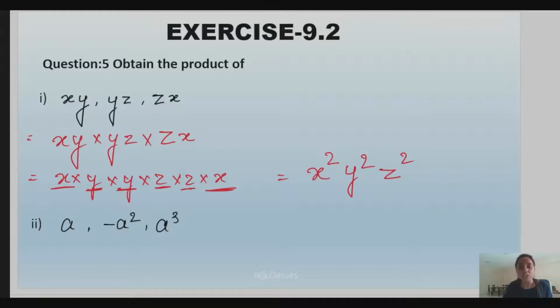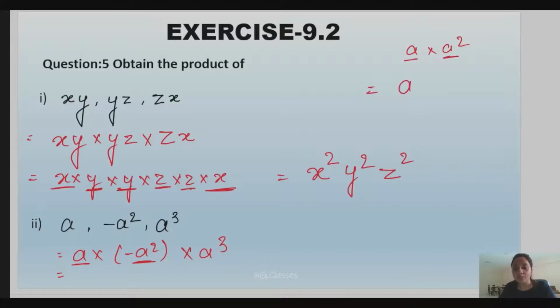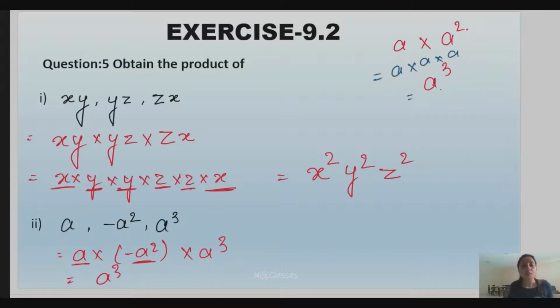Similarly, we will do the multiplication of the next question. So here we are having a, we have to multiply with minus a square into a power 3. Okay. When we multiply a with a square, now just see, this second a contains power 2 and this first a is there. If we break this second a, we will have the first a and then a into a power 3. But we are doing the multiplication of a positive term with a negative term. So plus minus will be minus. My answer will be negative. Okay. Into a having power 3.